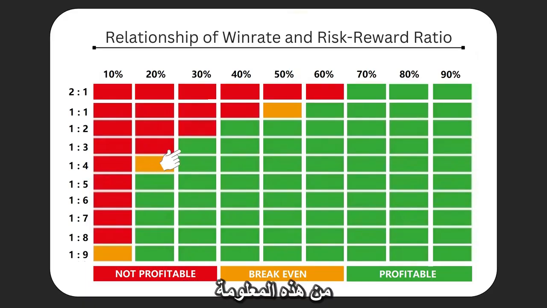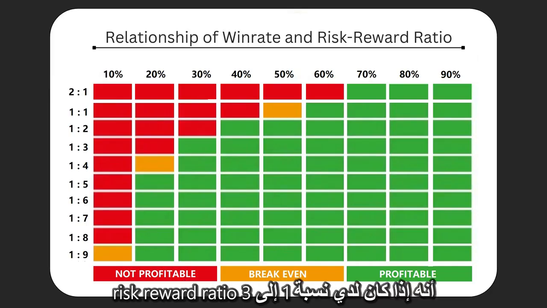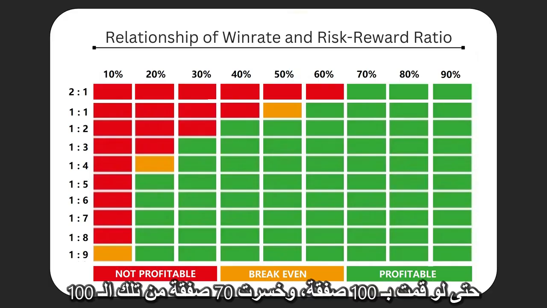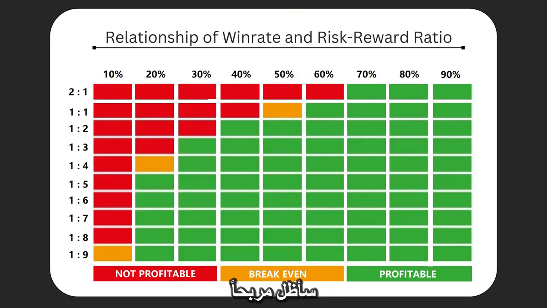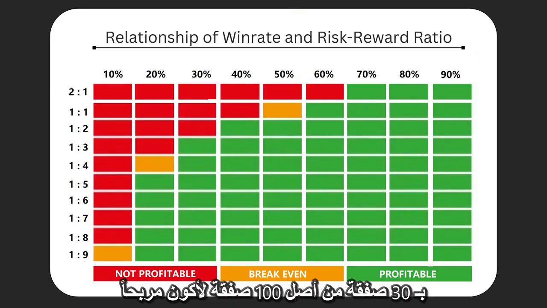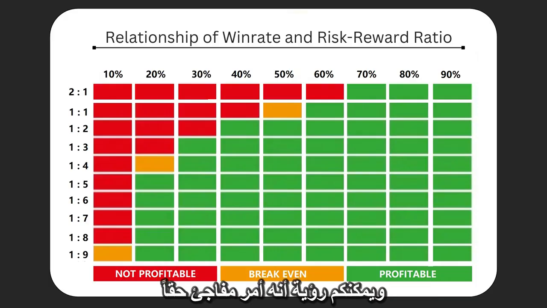Now, from this information, you can see that it's really exponential, right? It means that if I have a 1 to 3 risk to reward ratio, even if I take 100 trades, right, and I lose 70 trades out of those 100 trades, I'll still be profitable at the end of that set of data. I would have to only win 30 trades out of 100 trades to be profitable, right? And you can see it's really surprising and really great. That's how powerful and strong risk to reward ratio is. That is the power of risk to reward ratio, right?